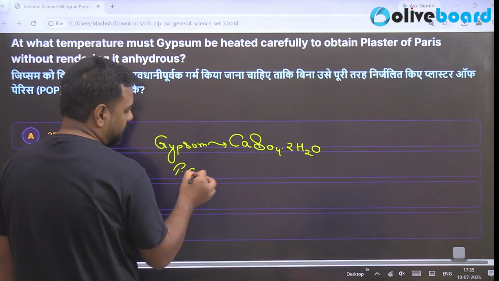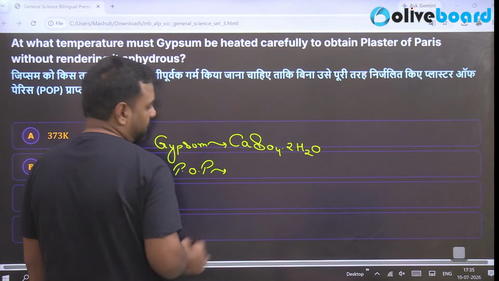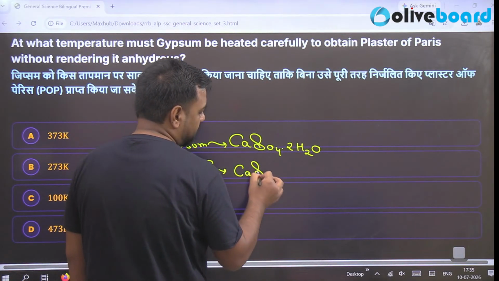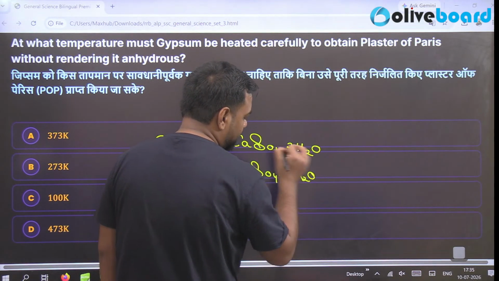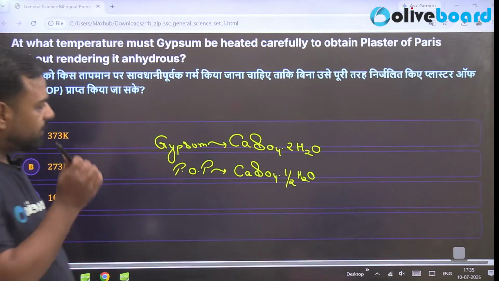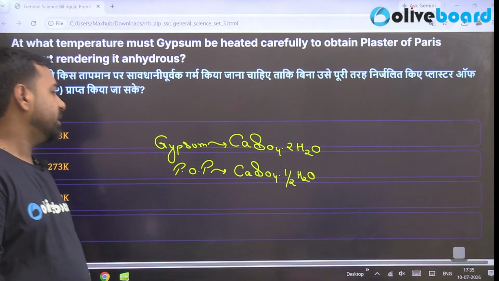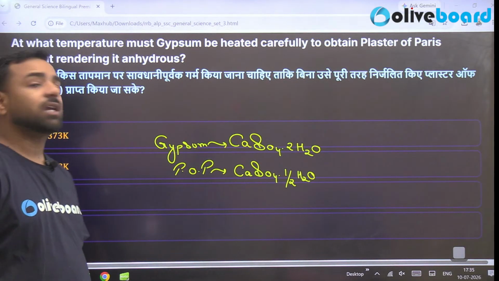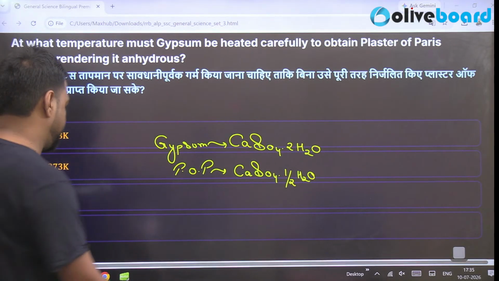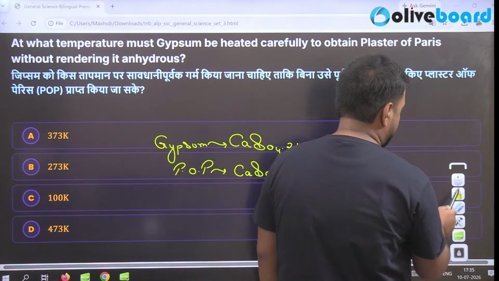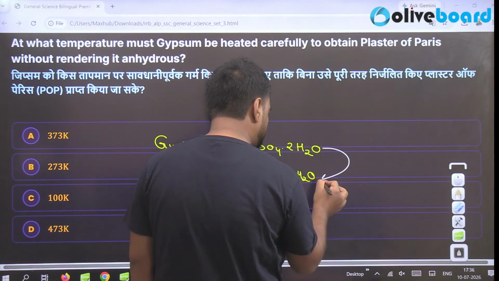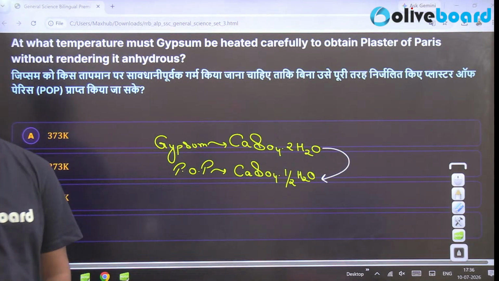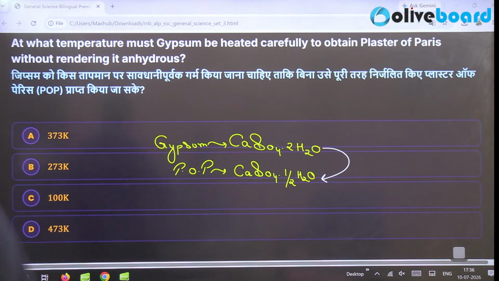What about plaster of Paris? The formula for the plaster of Paris is CaSO4 dot half H2O. So the formula for the gypsum is CaSO4 dot 2H2O, and the formula for the plaster of Paris is CaSO4 dot half H2O. Now, in order to make plaster of Paris, it must be heated with some temperature, and that's what the question is asking. So that is what? That is 373 Kelvin, right?